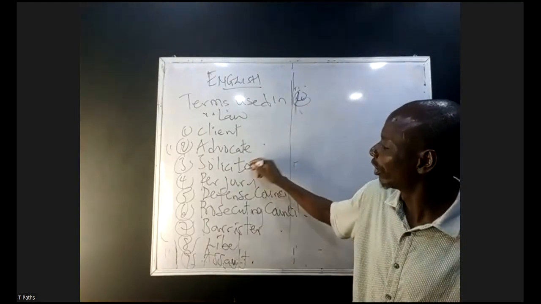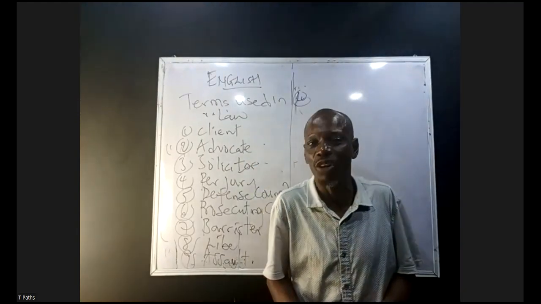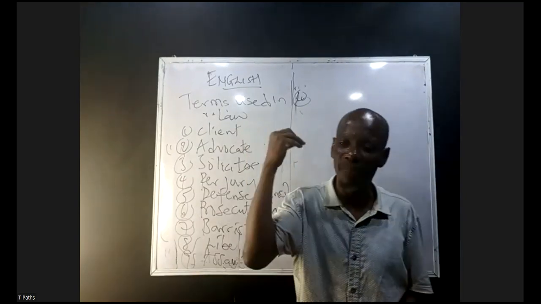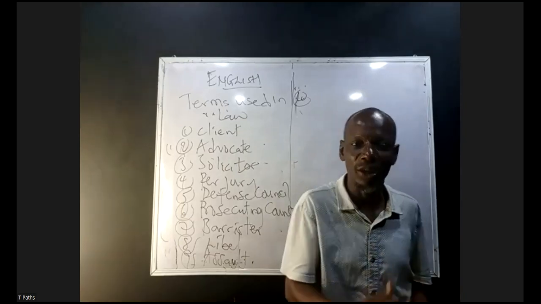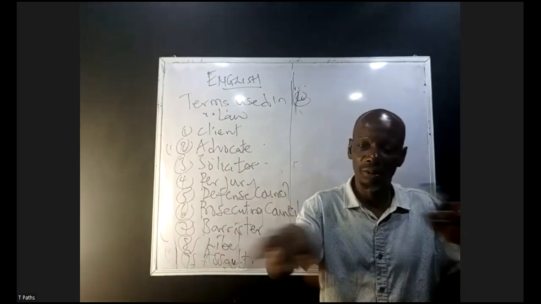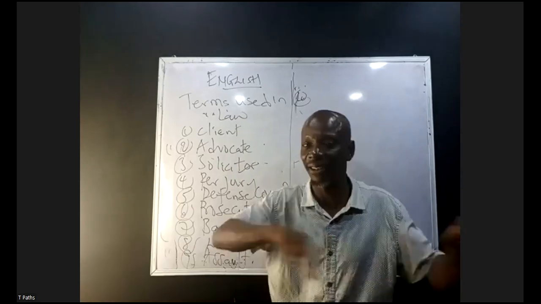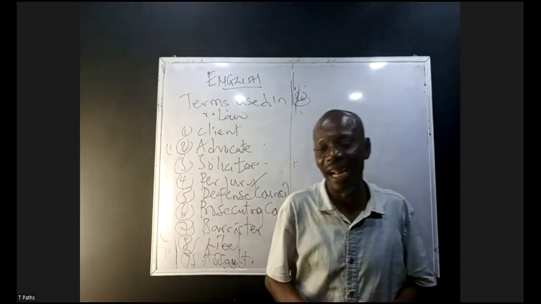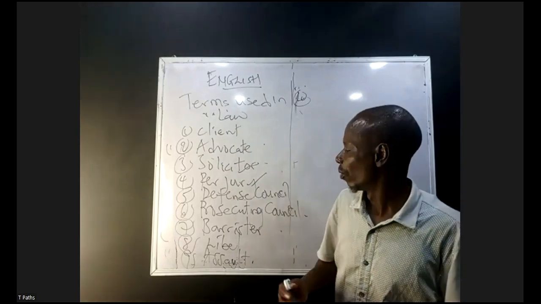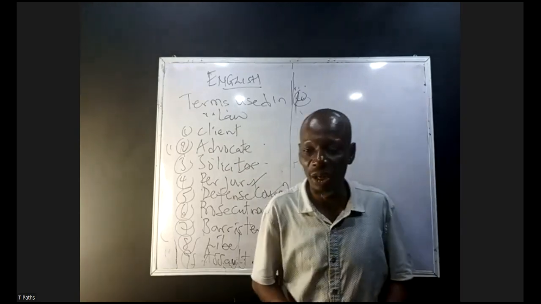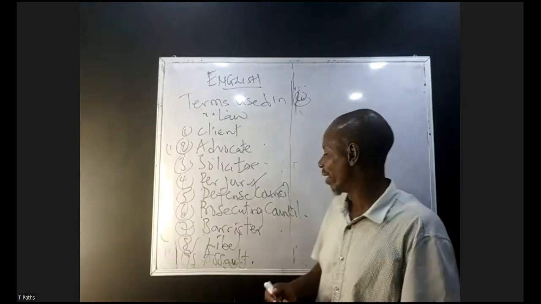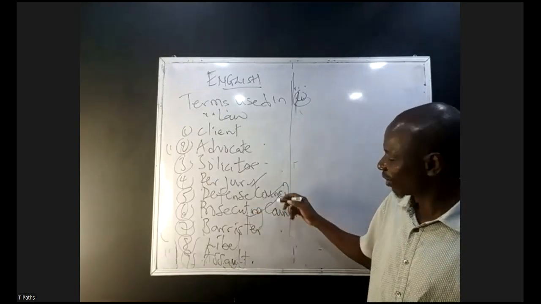We have what is called solicitor. A solicitor is a lawyer that prepares legal documents, wills. All these rich, influential personalities have their own private lawyer that deals with properties. Then what's called perjury, the act of telling lies in a court of law. We have defense counsel. A defense counsel is a lawyer that protects the interest of his client in the court of law. We have prosecuting counsel.